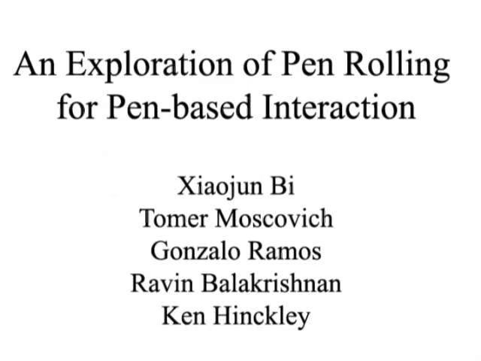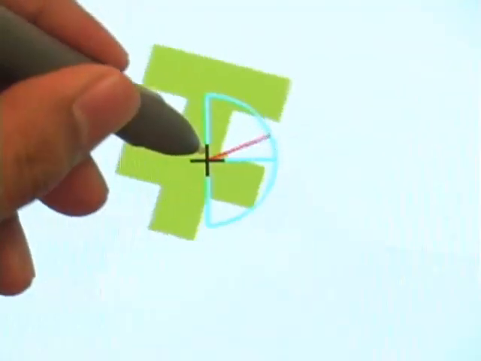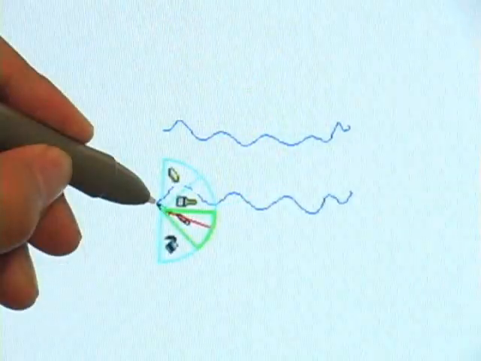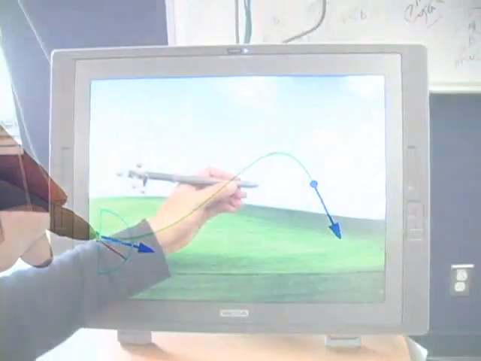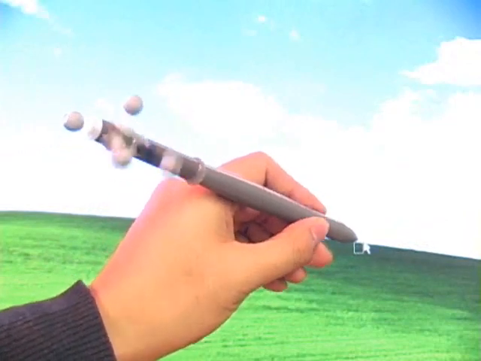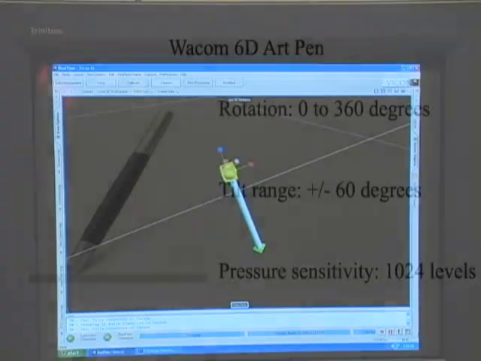In this video, we present pen rolling, the rotation of a pen around its longitudinal axis, as a supporting input modality for pen-based interaction. We implement rolling-based interaction techniques using a Wacom tablet and a Wacom ink pen. The rolling of the pen is tracked by a Vicon real-time 3D tracking system to ensure highly accurate data.